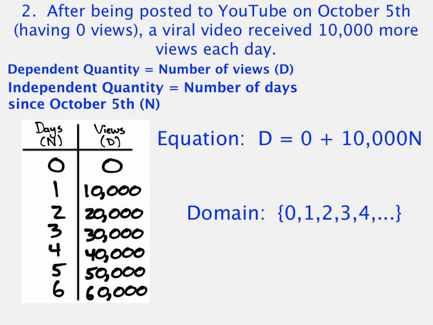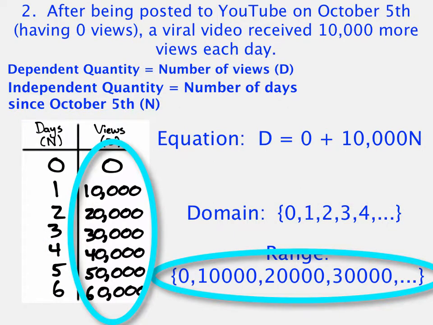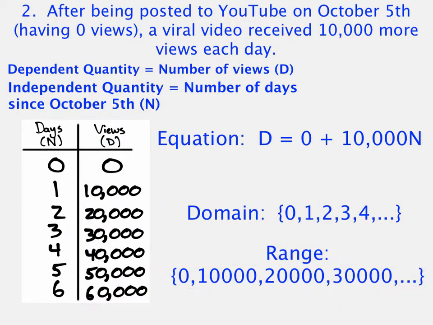I think the domain in this case, all of the values of our independent variable, or all the values of our input, is going to be 0, 1, 2, 3, etc. The range, all the values of our dependent variable, or all the values of our output, is going to be 0, 10,000, 20,000, 30,000, etc. One thing, when you're dealing with thousands, it can be really weird when you're listing it with commas. You got to be really careful about what commas are separating values and what commas are your kind of thousands marker for big numbers.